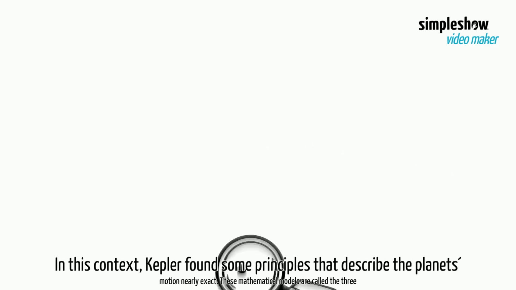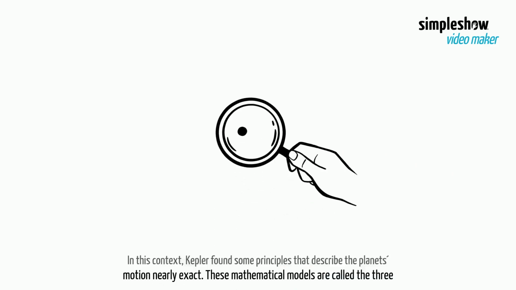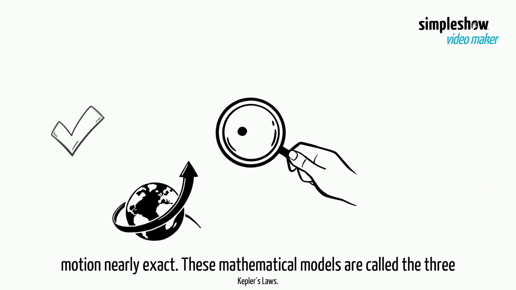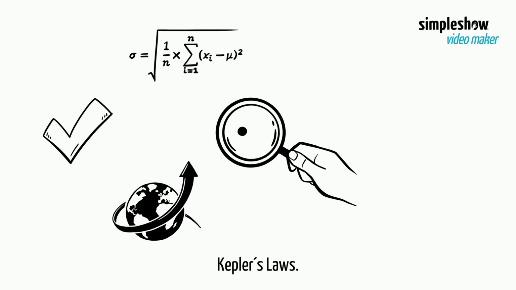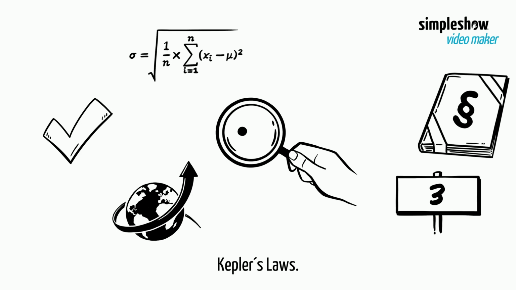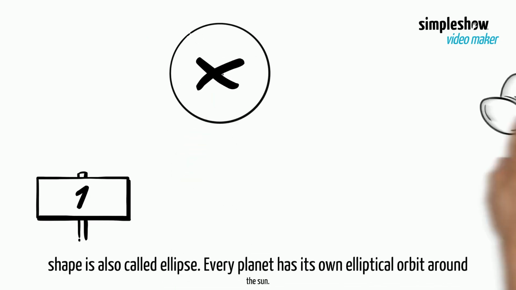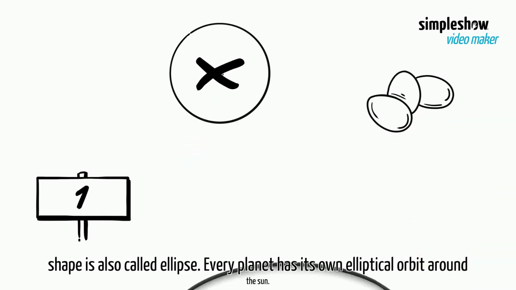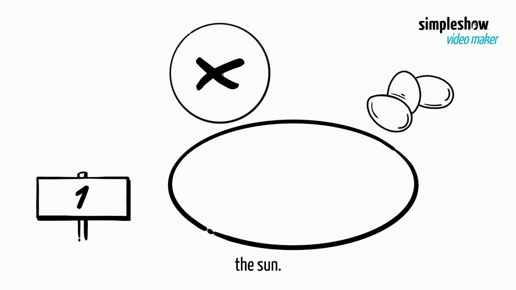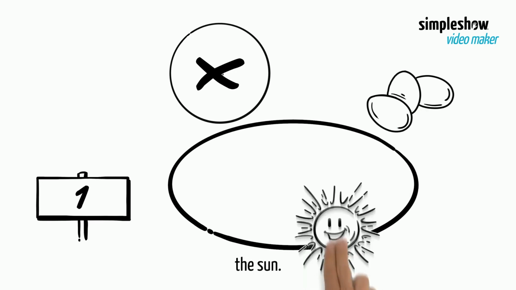In this context, Kepler found some principles that describe the planets' motion nearly exactly. These mathematical models are called the three Kepler's laws. First law: the orbit does not look like a circle, but rather like an egg. This shape is also called an ellipse. Every planet has its own elliptical orbit around the Sun.